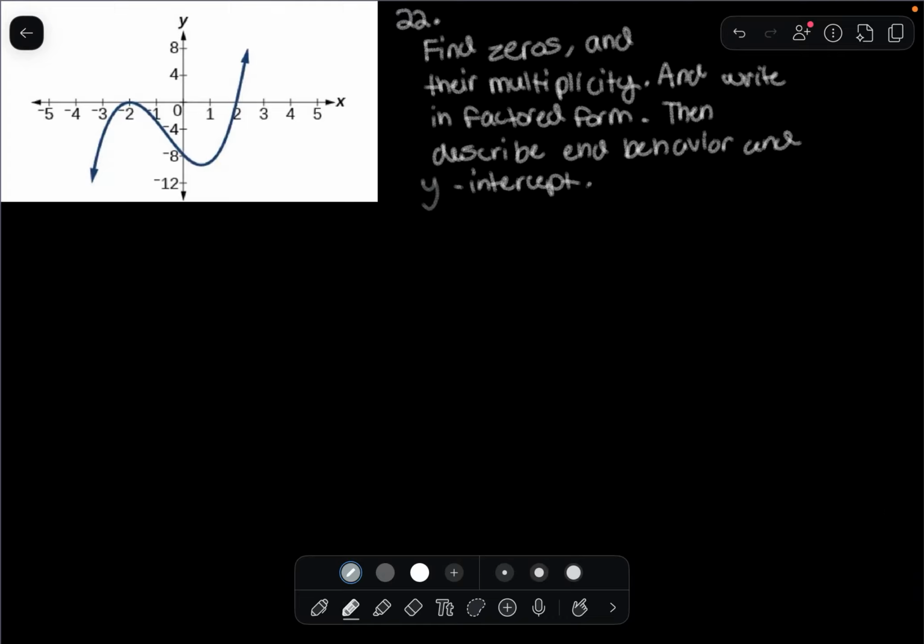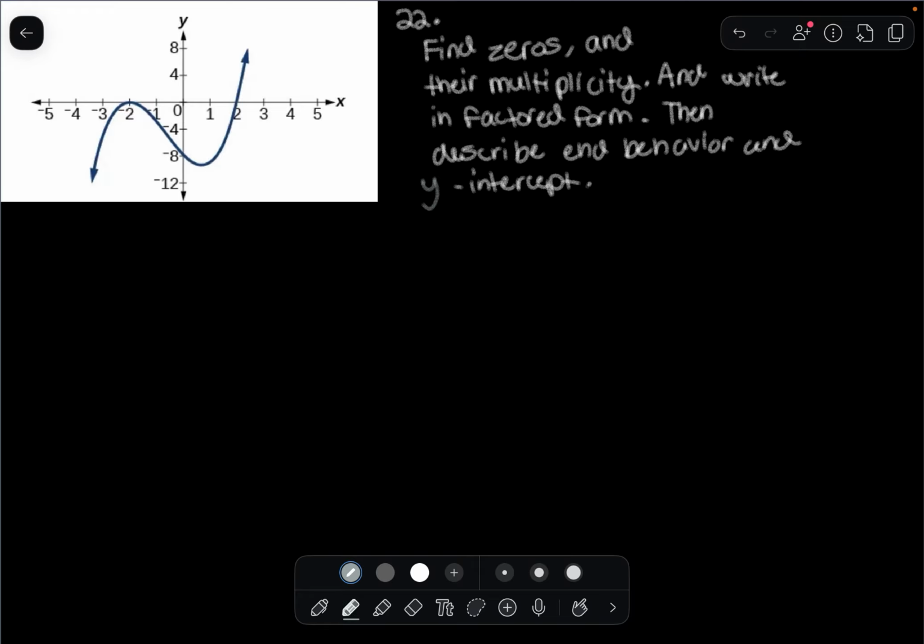We're going to be going over question 22. Question 22 asks us, by using this graph on the left-hand side, to find the zeros and their multiplicity of the graph. Write the graph in factored form, then describe the end behavior and the y-intercept of the graph. Now, before starting this, let's just look over some key features of the graph.